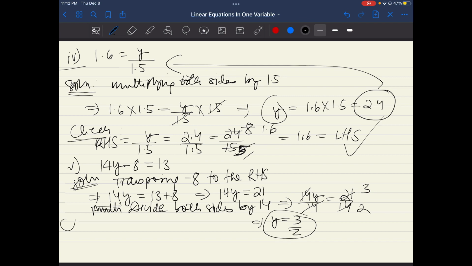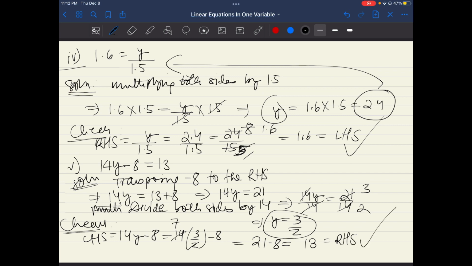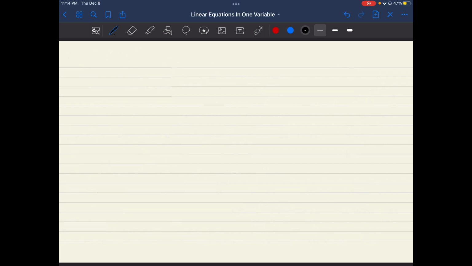And now again, we can check if the solution is correct. Our LHS equals 14y minus 8, which is 14 times 3 over 2 minus 8, which is 21 minus 8, which is equal to 13, which is equal to the RHS. Henceforth, our solution is absolutely correct.